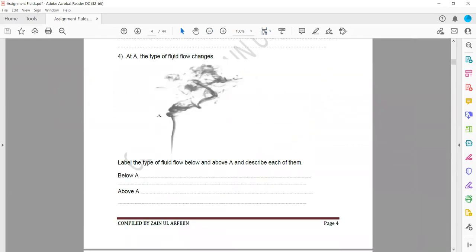Then at point A, the fluid flow changes. Below A, it is laminar, and above A, it is turbulent.